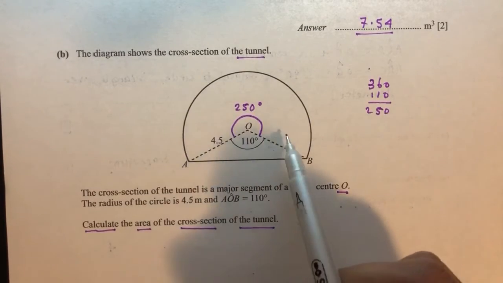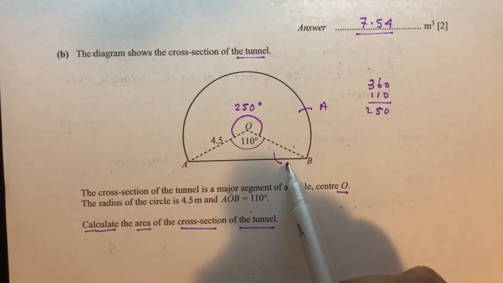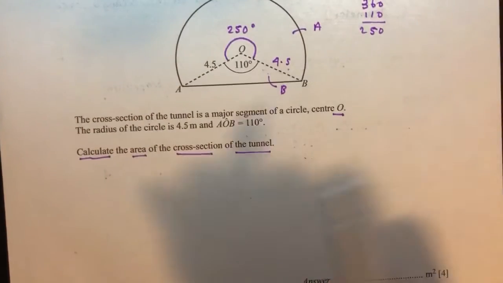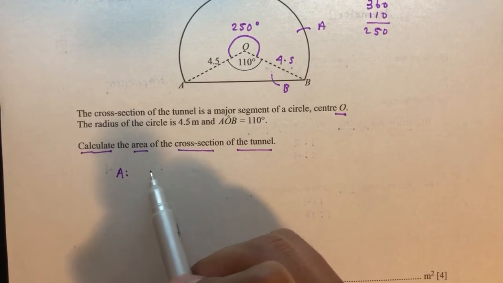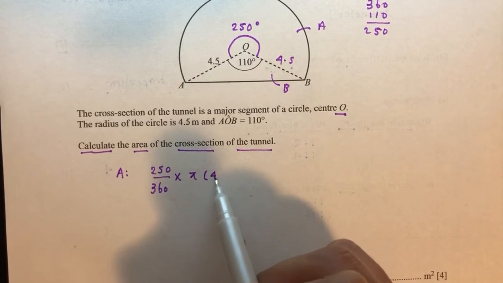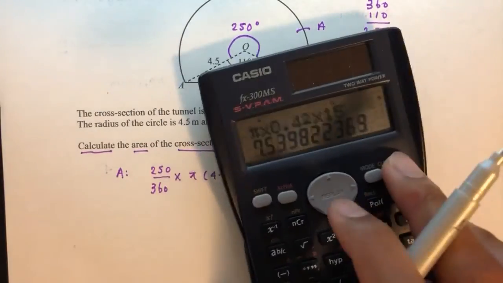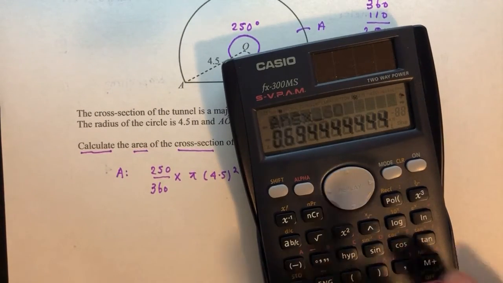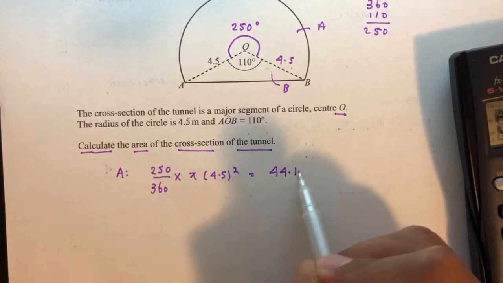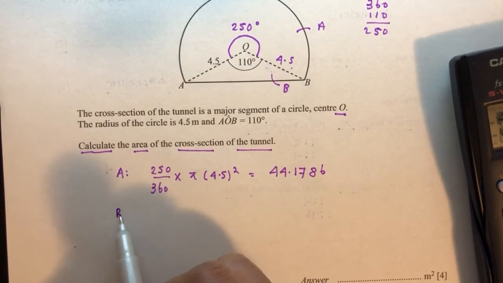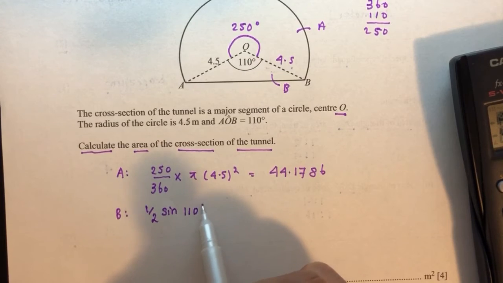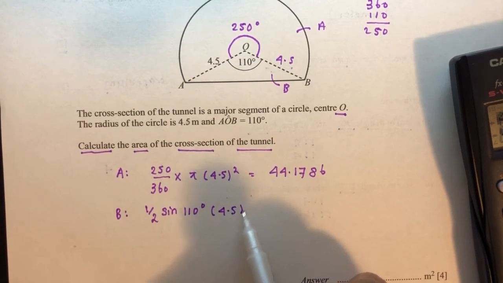Now part A, calculate the area of the cross section of this tunnel. As you can see, the area is two parts. This is part A and this is part B. First is the area of this sector and then the area of this triangle. This is 4.5. So let's do A. A is the area of the sector, where the angle is 250 divided by 360 times pi r squared. 4.5 squared, so 250 divided by 360 times pi times 4.5 squared will be 44.1786. Now for area B, the area of this triangle, you can use the formula half times sine of the angle, which is 110, times both sides, which will be 4.5 times 4.5.